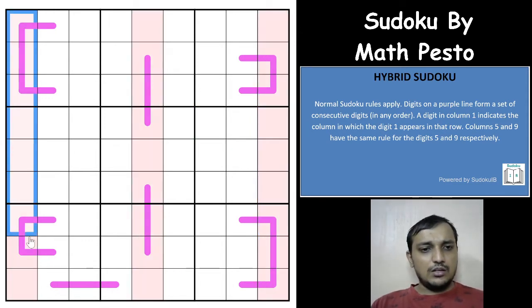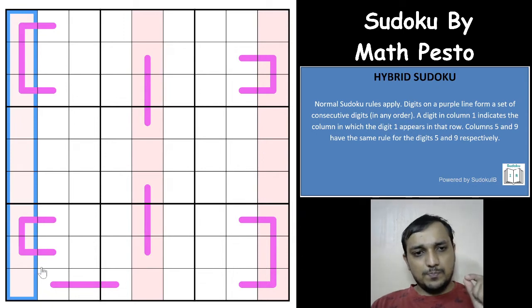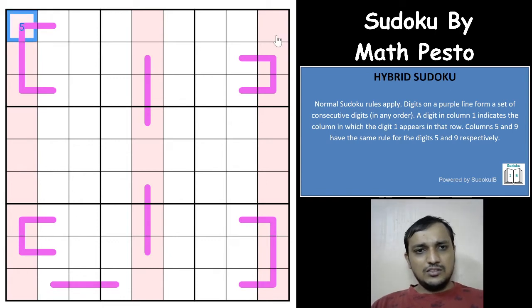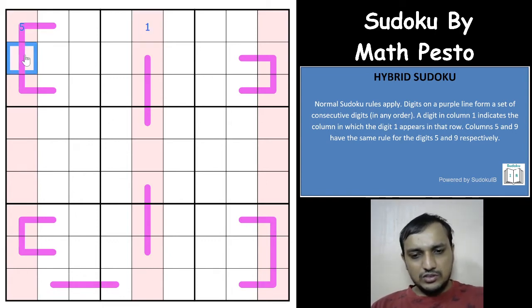Column 1 indicates the position of 1 in a particular row, which means if you have a 5 here, 1 in this row will be in the 5th cell. If you have a 6 here, 1 in this row will be in the 6th cell. If you have a 7 here, 1 in this row will be in the 7th cell. That is what column 1 indicates.